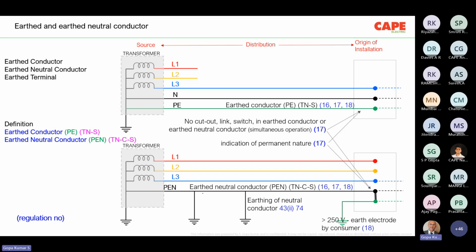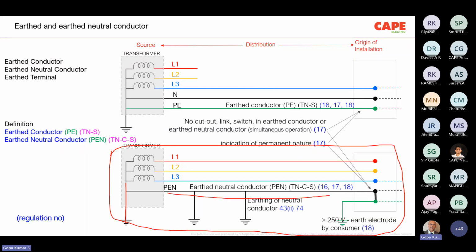It means, if you look at the second picture here, the second system is a TNCS system. The transformer neutral is earthed. Throughout the distribution, the PEN conductor is also connected to an earth electrode. At the consumer premise, you have a link between the neutral terminal and the earth terminal, and then there is a separate earth electrode. So basically, this is the typical way of making a TNCS system with PME. You can find it in section 4 of IS 3043.